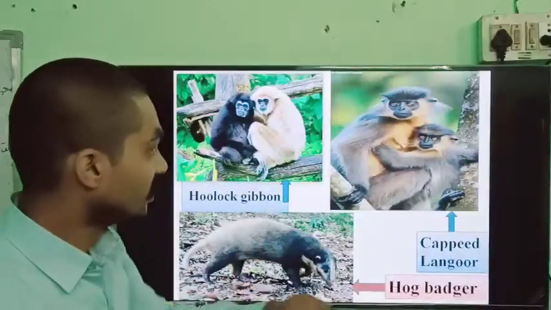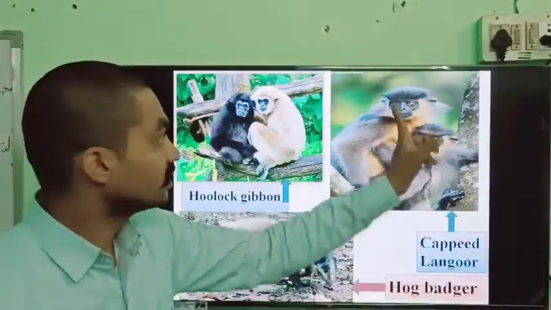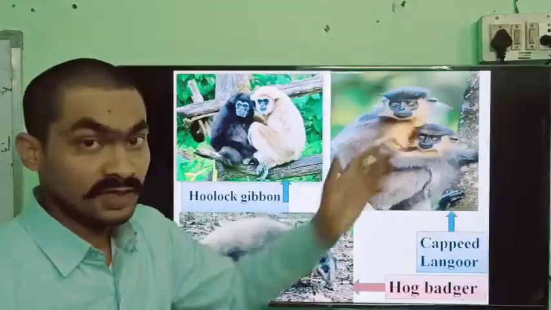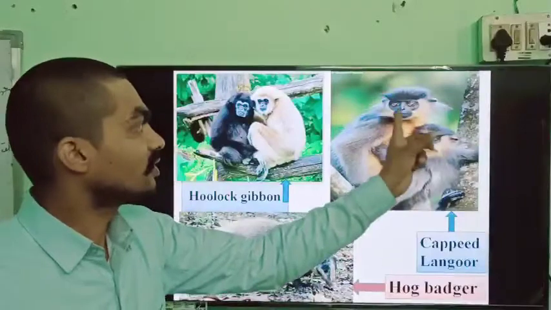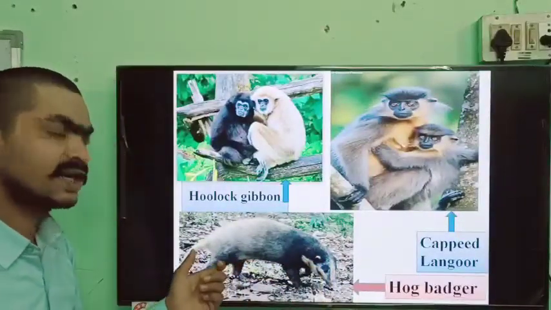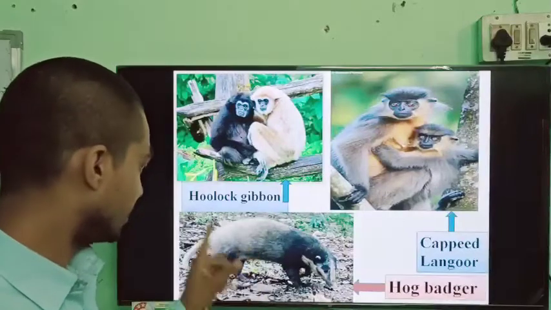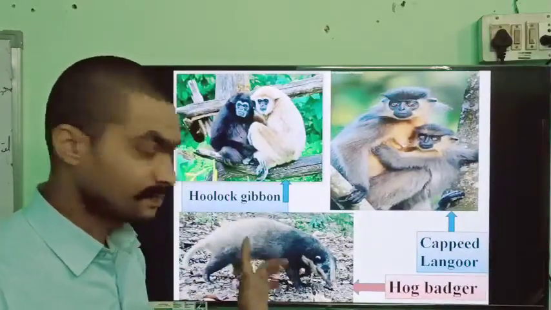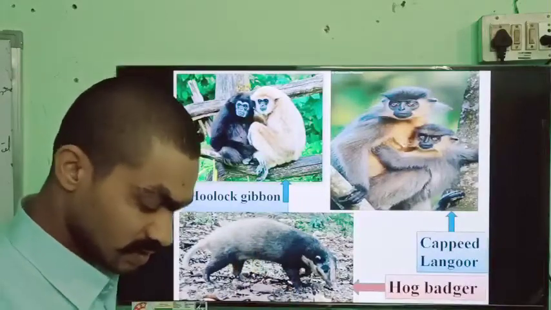Hula gibbon. This is capped langur. Their head is having a special design of color, so they are called capped langur. And this is hog badger, a species of swine, means pig living in the jungle.